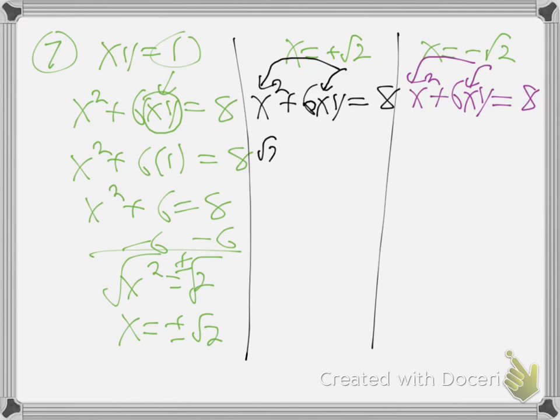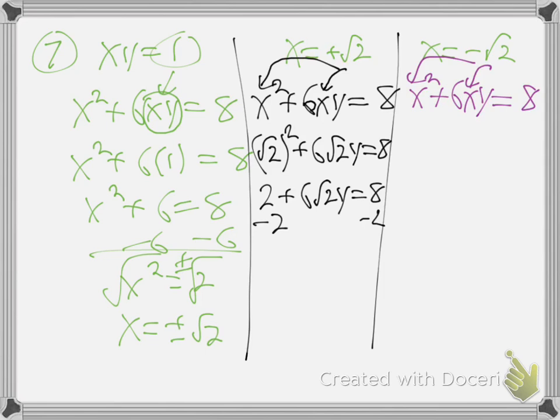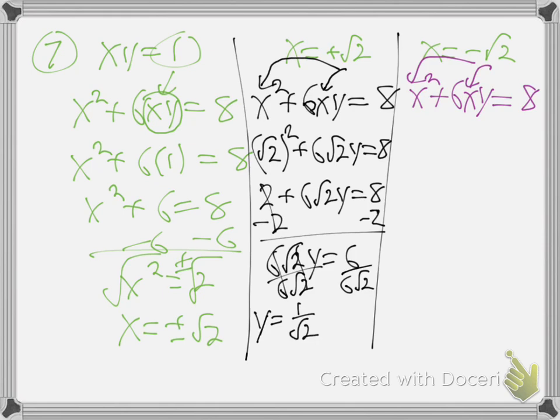So then we have root 2 squared plus 6 root 2 y is 8. Let's plug that in for x. Root 2 squared is 2, plus 6 root 2 y is 8. Subtract 2 from both sides. It's gone. 6 root 2 y is 6. Good so far? Divide by 6 root 2. y equals, and what is 6 over 6 root 2? 1 over root 2.